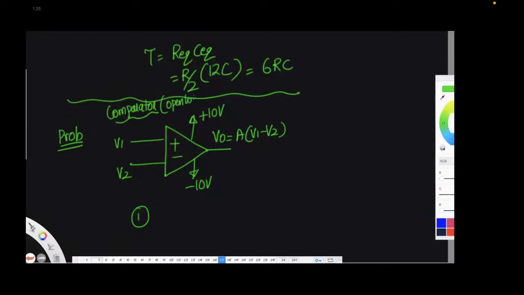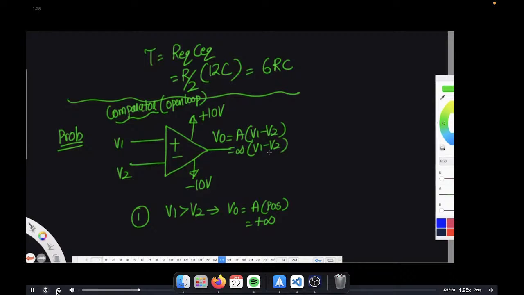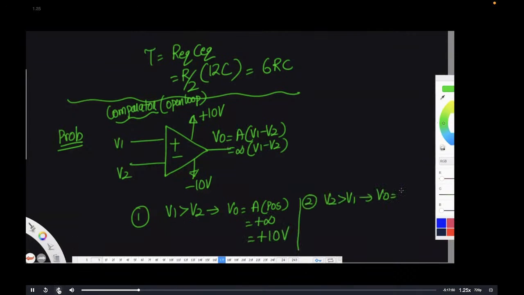So in open loop, V1 greater than V2. If V1 is greater than V2, suppose this gain is infinite. Then V0 is going to be A into some positive value. So this is going to be plus infinity because A is infinite. It is infinite times of V1 minus V2. So plus infinity then minus infinity until the examiner mentions. If the examiner does not mention, you cannot assume it is 5 ohm, 10 ohm like that, right?